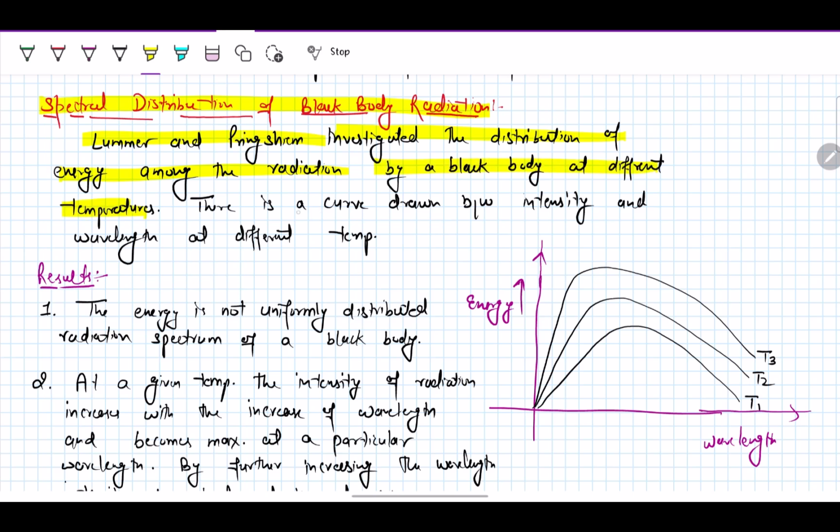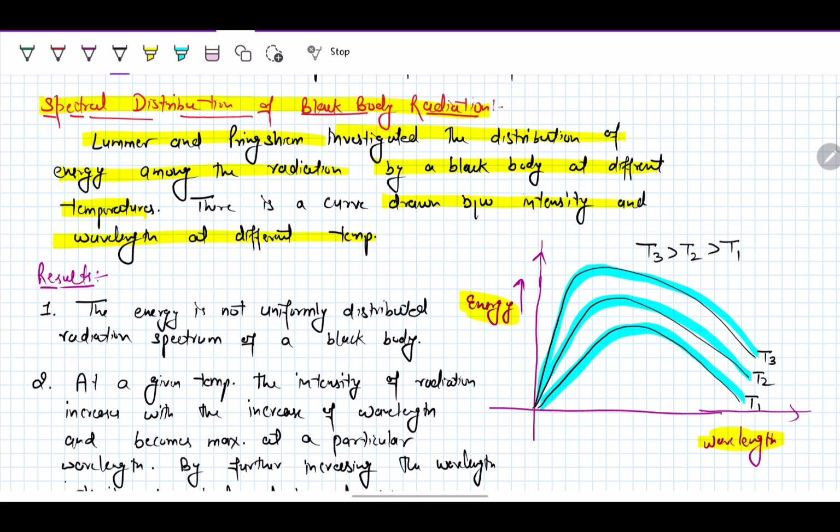All right, and there is a curve drawn between intensity and wavelength at different temperatures. We can also represent this in terms of energy and wavelength, and we get a graph like this one. The first curve is at temperature T1, the second curve at temperature T2, and the third curve at temperature T3. The condition is that temperature T3 is greater than T2, which is greater than T1.